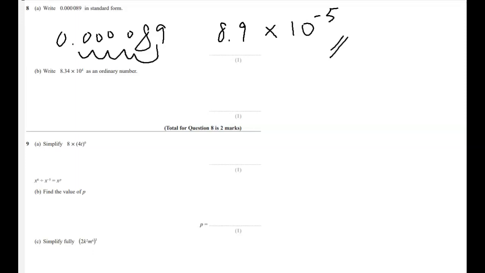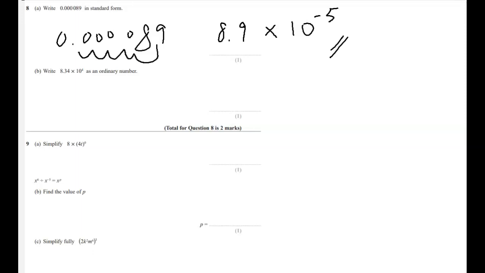Alright? But just to make sure, we cannot make it into something like 0.89. That's not the standard form that we want. Usually we want it to have 1 digit before the decimal point, and that's why it turns into 8.9 as a standard form.